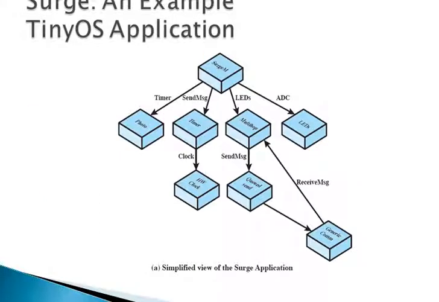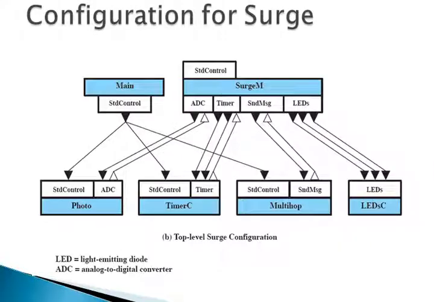Next is an example of a TinyOS application. This figure shows a configuration assembled from software and hardware components. This simplified example, called Surge, performs periodic sensor sampling and uses ad hoc multi-hop routing over the wireless network to deliver samples to the base station. This figure shows a portion of the configuration for the Surge application.